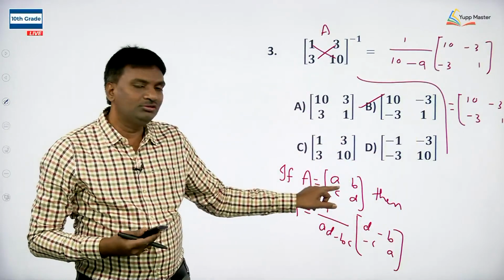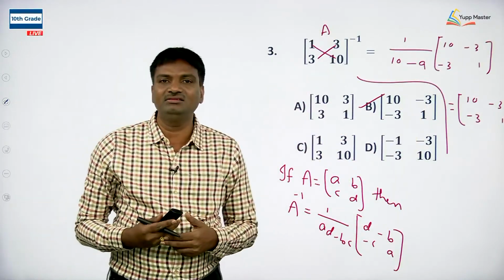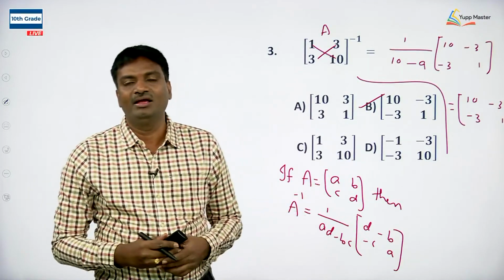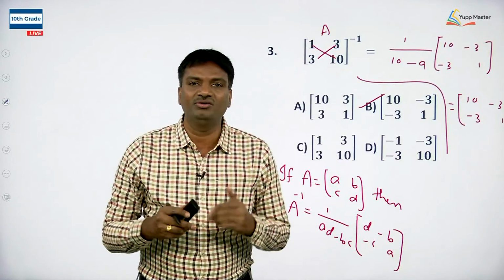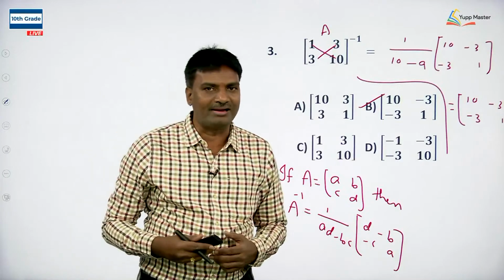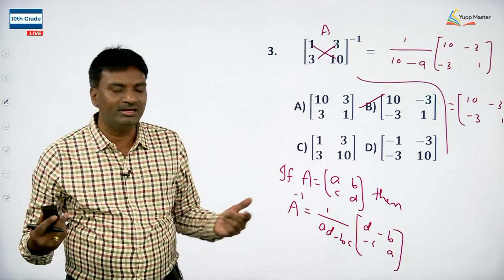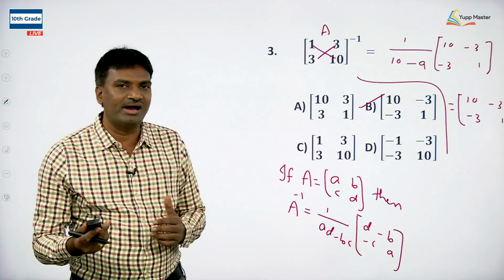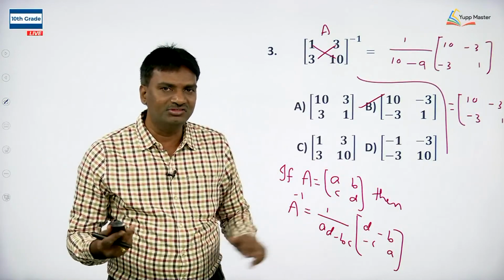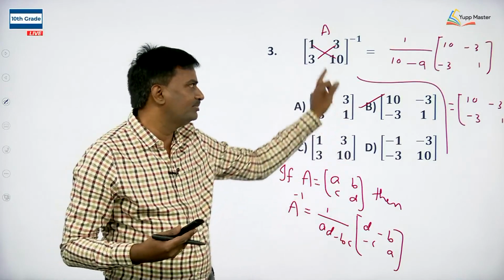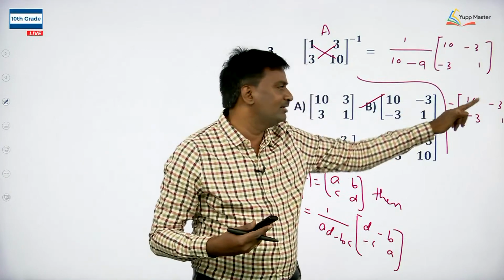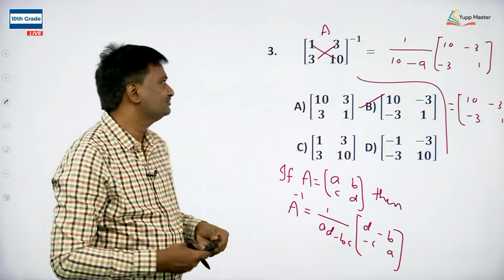So, we can use this formula when the given matrix is a 2 cross 2 matrix. If the given matrix is a 3 cross 3 matrix, then we can use the formula A inverse equal to 1 by det A into adjoint A. But here we have the 2 cross 2 matrix. So, this is the shortcut formula for finding the inverse of a 2 cross 2 matrix: if A equal to [a, b; c, d], then A inverse equal to 1 by (ad minus bc) into [d, minus b; minus c, a]. So, according to this formula, the inverse of the given matrix is [10, minus 3; minus 3, 1].